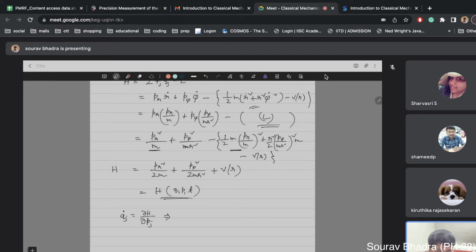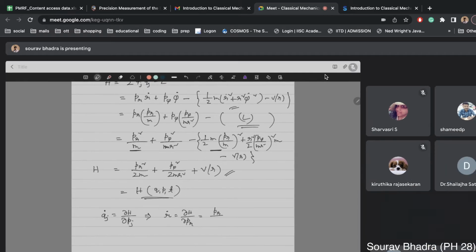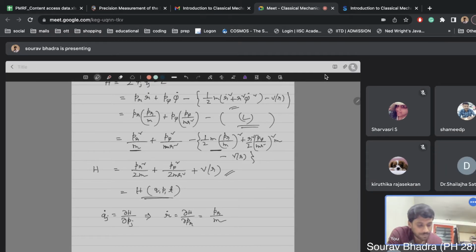So from here, at first we will write the radial part, r dot, that is del H del pr, and our H is already expressed in terms of pr and p phi. So if we do the differentiation, it will give us pr by m. Okay, and similarly if we do the phi dot, that will give us p phi by m r square. Okay, so r dot and phi dot are these two.